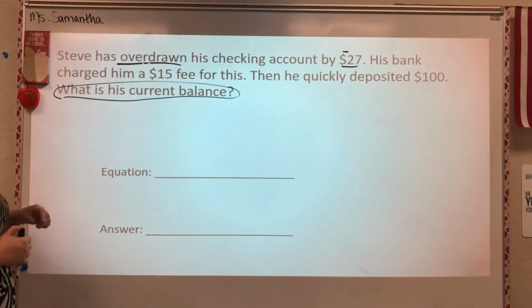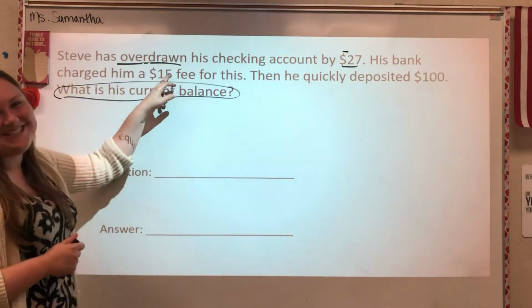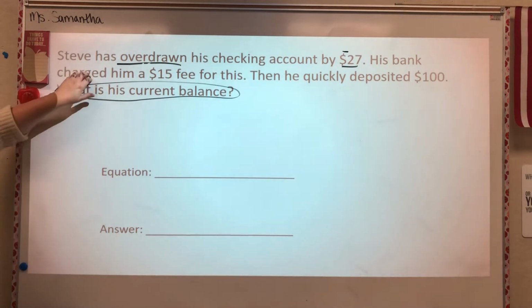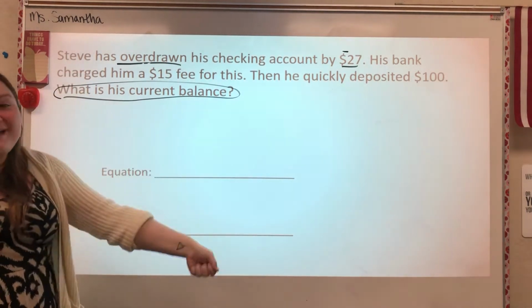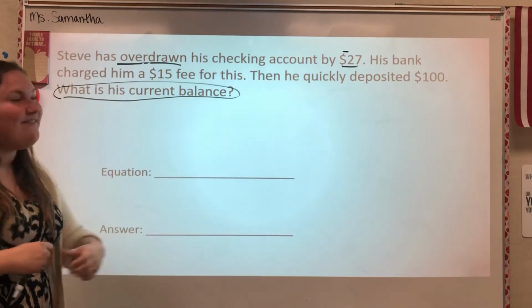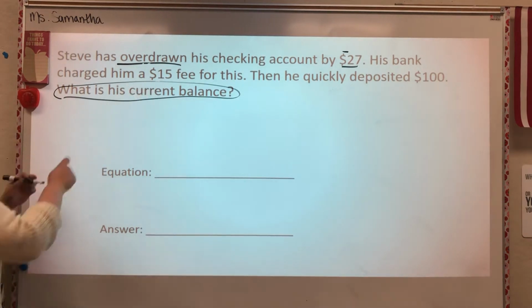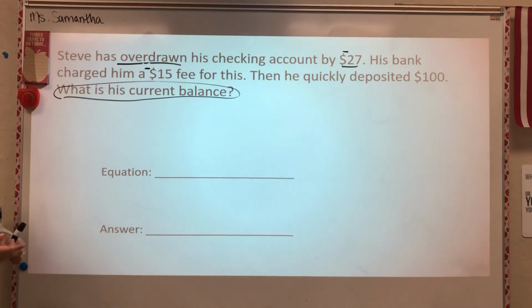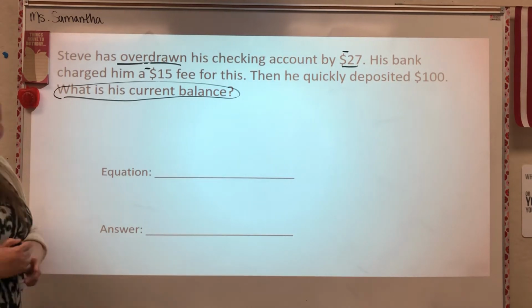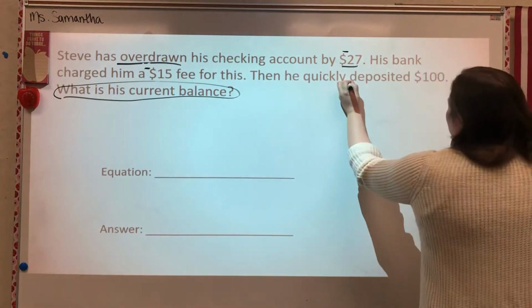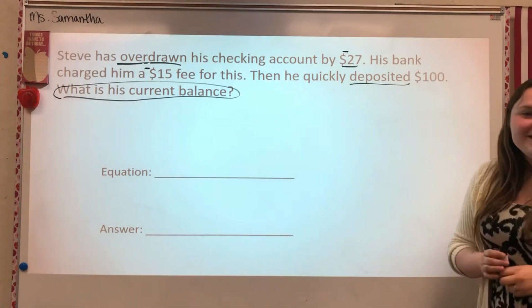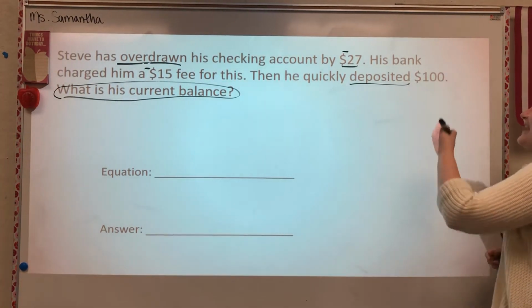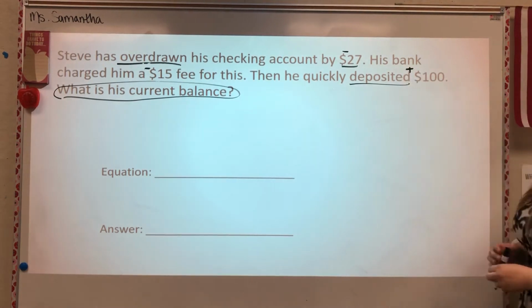After that, it says his bank charged him a $15 fee for this. If he's charged $15, again, that's money he has to pay. It's money he doesn't have. It's telling us again that $15 there is also negative. Then there's one last thing that happens. He quickly deposited $100. Deposit, that's money he had, right? That's money he put in his account. So that is going to be a positive number.